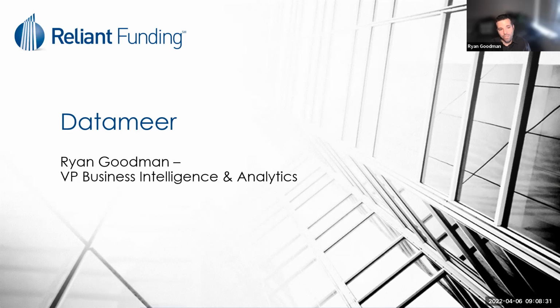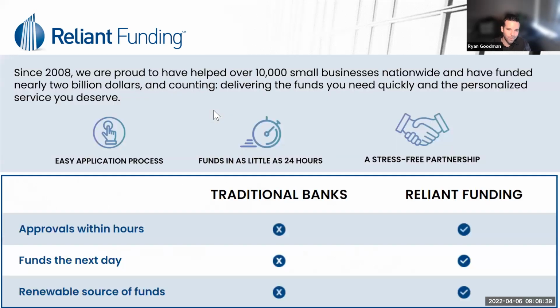So what I'm going to do is share my story of how we arrived. First I'll start talking a little bit about who Reliant is. What do we do? Reliant Funding is a provider of alternative funding for small businesses. Over the last 14 years, we've funded over $2 billion to over 10,000 small businesses across the US who are in need of capital fast, whether it's growth capital or scenarios that occur day-to-day or month-to-month where small businesses need cash quickly.